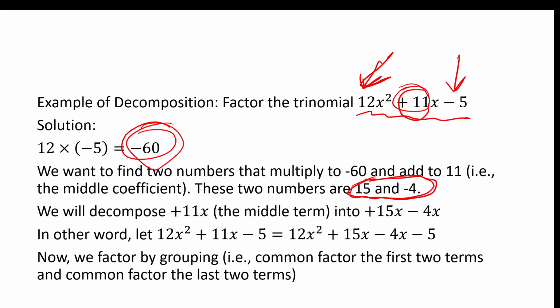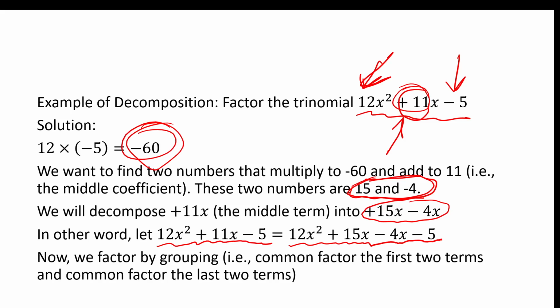Now that we've got that, what we can do is decompose the middle term of positive 11x into positive 15x minus 4x. So 12x squared plus 11x minus 5 is now written 12x squared plus 15x minus 4x minus 5. That might look counterintuitive at first, but by splitting it apart into those two specific terms, we're then in a position where we can factor by grouping.